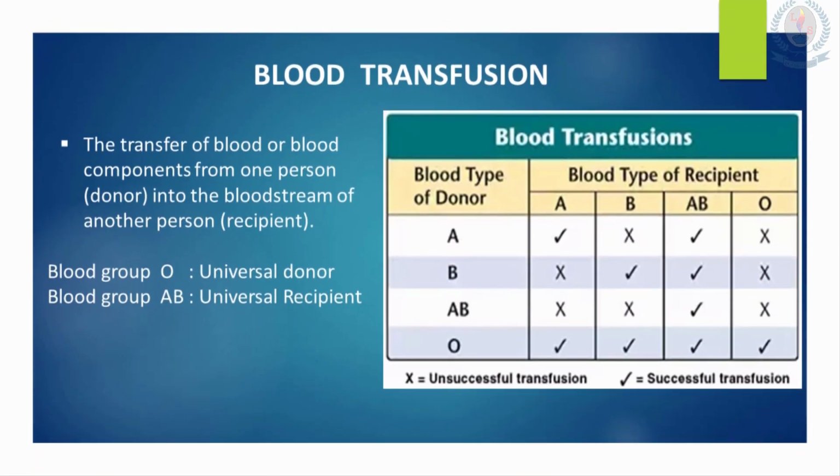Now we will see about blood transfusion. It is a way of adding blood to your body. After an illness or injury, this can supply what you are missing. The definition of blood transfusion is the transfer of blood or blood components from one person, the donor, to another person's bloodstream. That receiver is called the recipient.